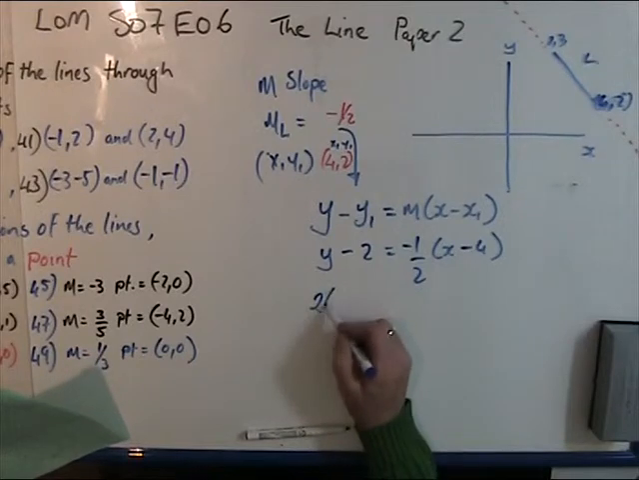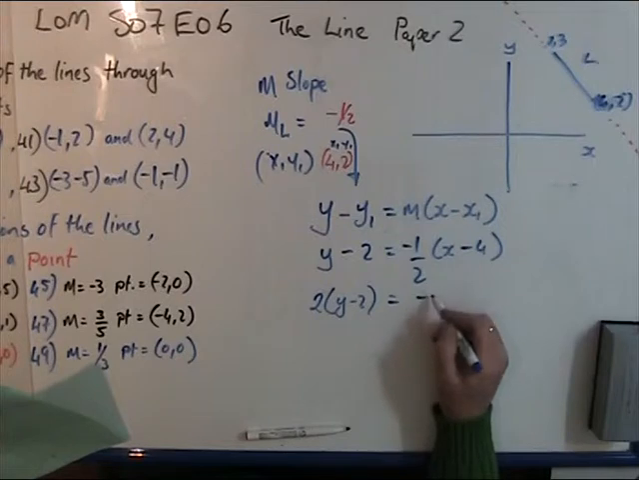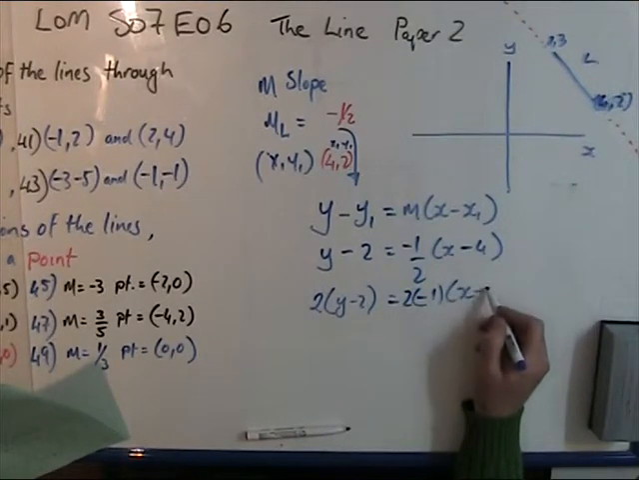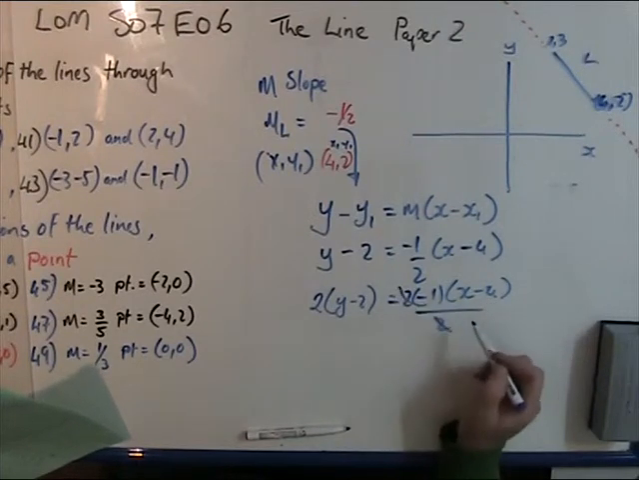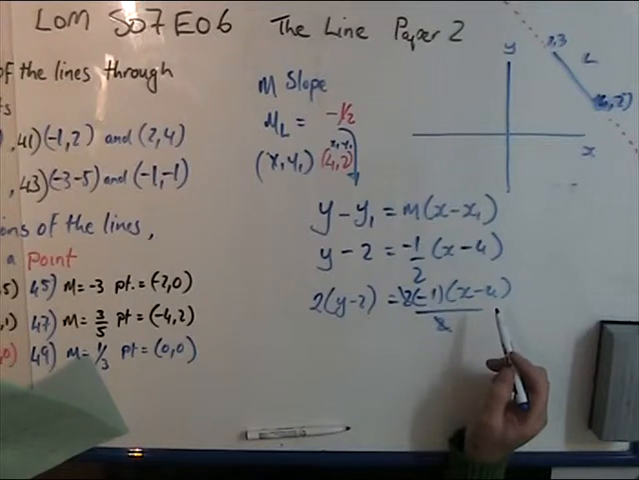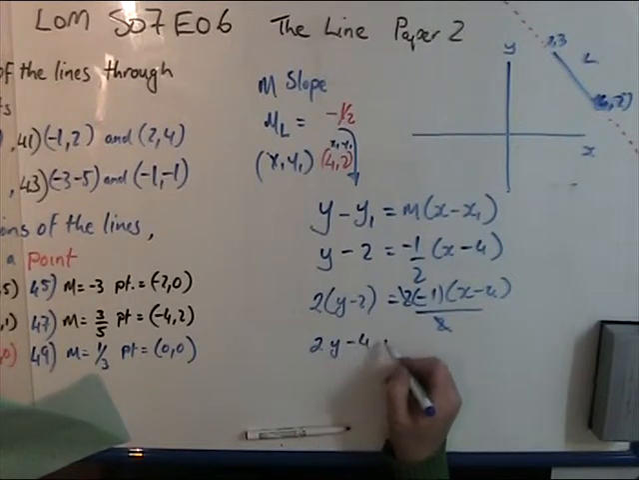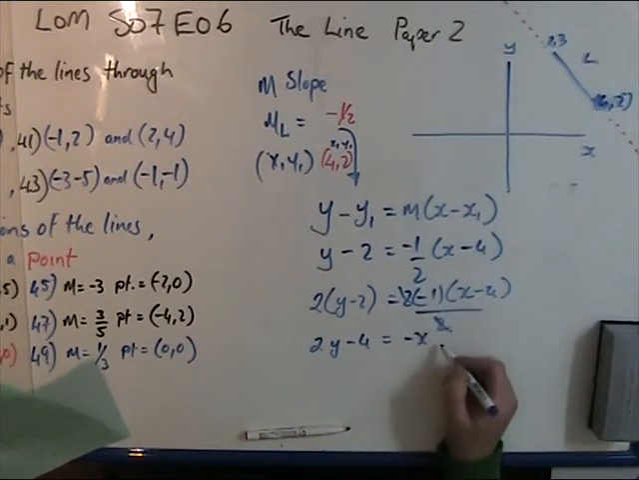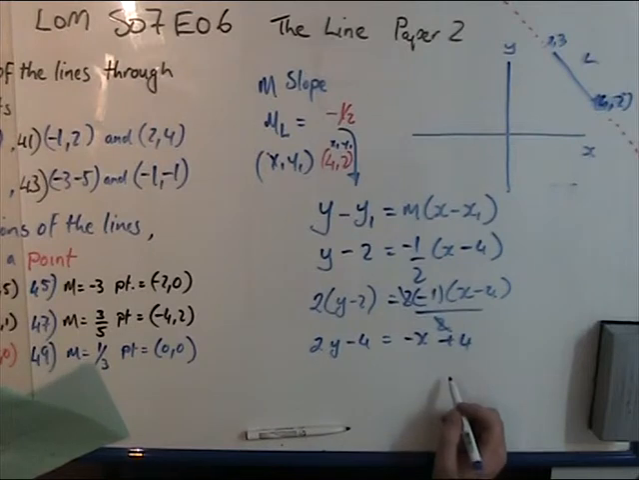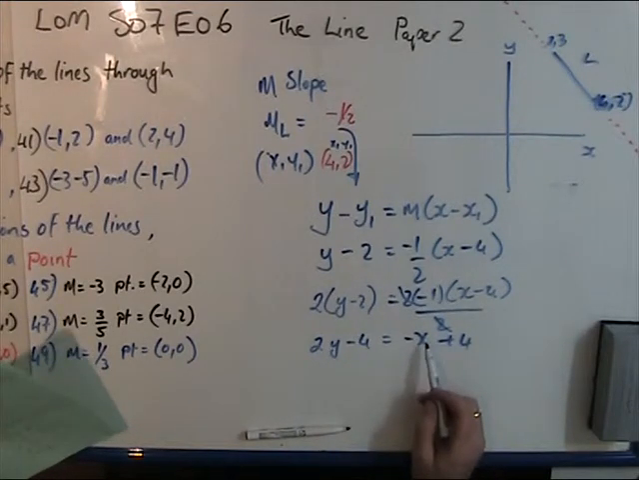So it becomes 2 times y minus 2 is equal to minus 1 times x minus 4, all over 2. Do you see what I've done there? The twos cancel, so I'm just left with minus 1 times this. And I work it out: 2y minus 4 is equal to minus x plus 4. So I have this equation.